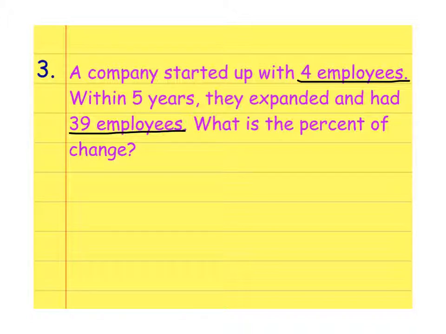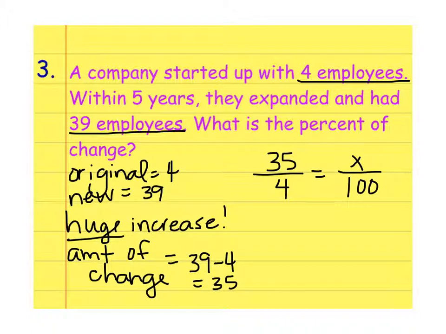Here it comes. Okay, so original, 4. They originally had 4 employees. Now they have 39. That's a huge change. It's a huge, what kind of change? It's a huge increase. To find the amount of the change, take new minus original. 39 minus 4, 35. You are still going to put the change on the top and the original on the bottom, even though the numbers seem backwards to you. If it's a huge increase, you could have a percent that's bigger than 100.